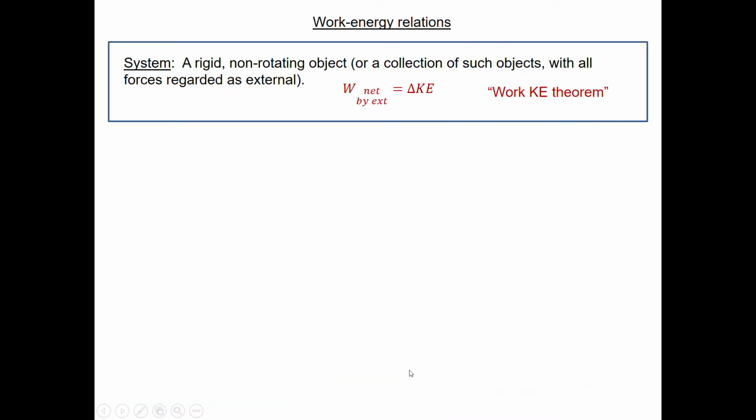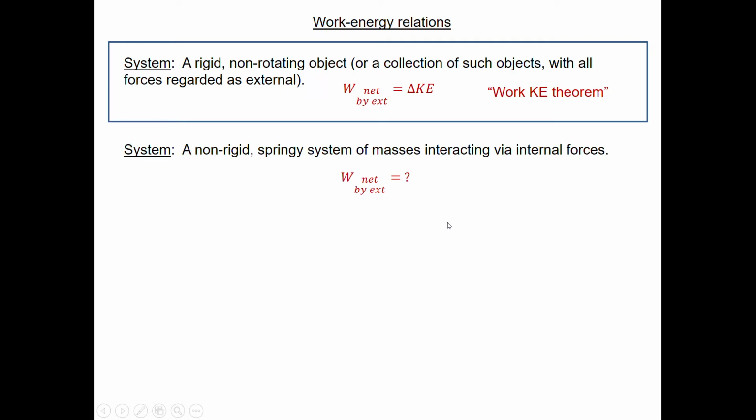Okay. So what we found so far, and I'm going to start generalizing our list of work-energy relationships. The first relation that we already have is that for systems behaving as a particle or a collection of particles with all forces regarded as external, the net work done by external forces is equal to the change in kinetic energy. That's our old friend, the work kinetic energy theorem.